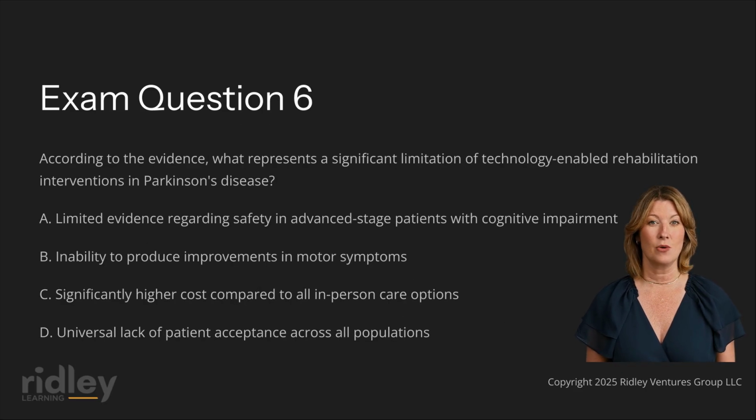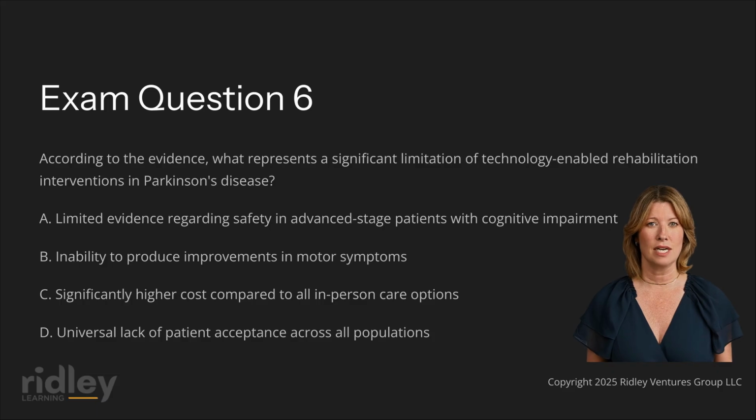Question 6. According to the evidence, what represents a significant limitation of technology-enabled rehabilitation interventions in Parkinson's disease? The correct answer is A. Limited evidence regarding safety in advanced stage patients with cognitive impairment. Rationale. While technology-enabled rehabilitation shows promise for Parkinson's disease, the research base has a significant gap. Most studies investigating these interventions have recruited patients with mild to moderate disease severity. Many trials explicitly excluded patients with major cognitive impairment.